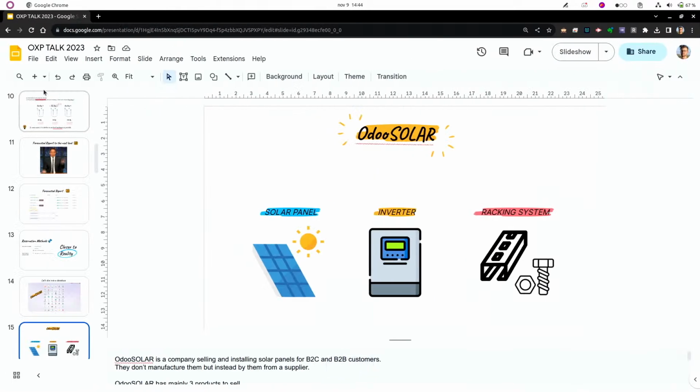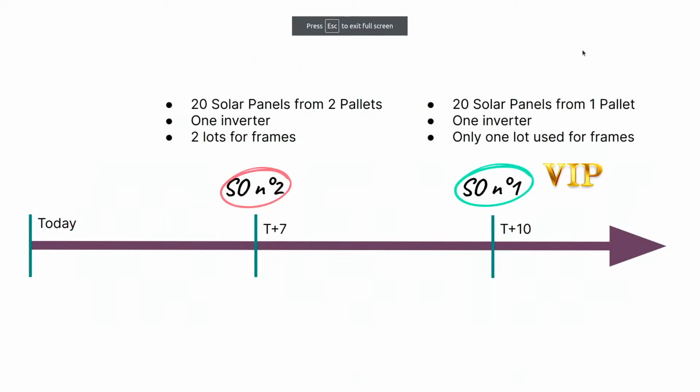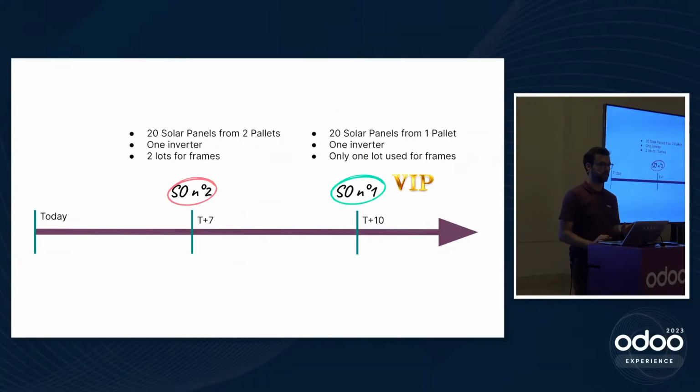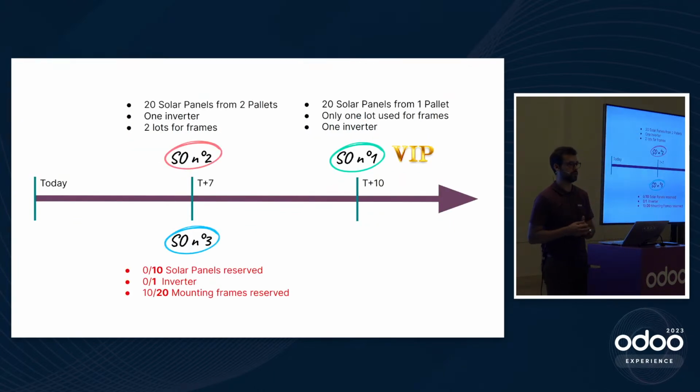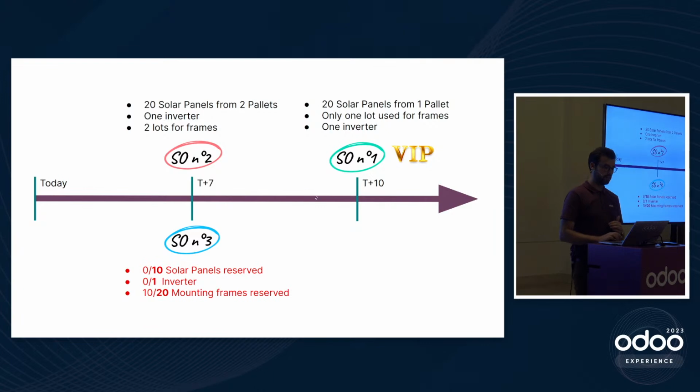Now, let's go back to the slides, and here, we are going to actually see that we've created 2 sales orders. The first one for our VIP customer, and the second one here that is placed in 7 days. Now we are going to introduce a third sales order. And we can clearly see that we'll have some shortage in stock. For this sales order, the demand is for 10 solar panels, but we do not have enough, either for inverter and the mounting frames neither.